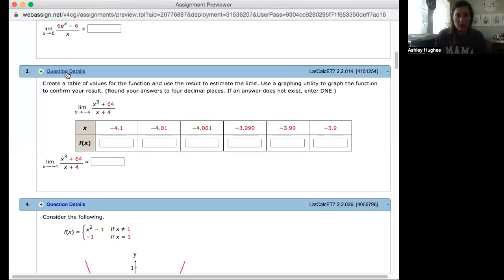Now yours is going to be different than that because they're all randomly generated. So this one, you would fill in all these values and the answer here is 48. Remember, this means as x gets close to negative 4, what does this function get close to? It does not mean it equals, it means it approaches 48 because there's actually a hole there. So that's that one.